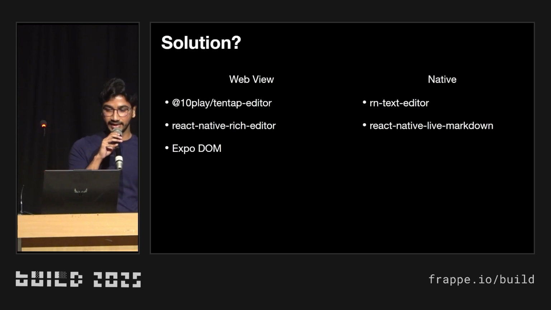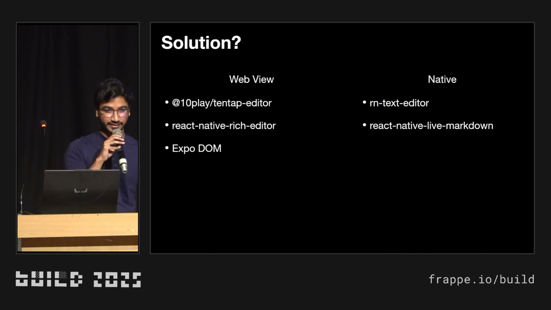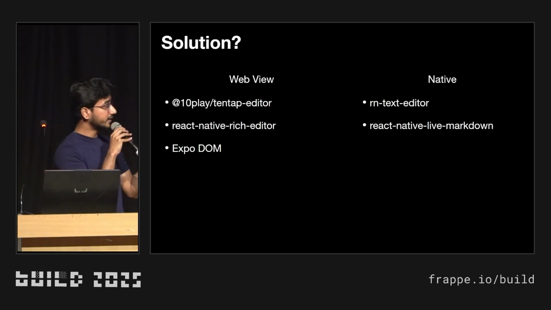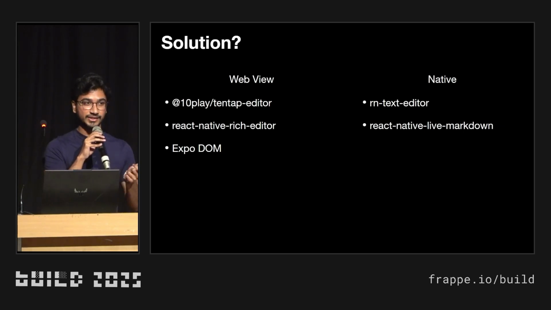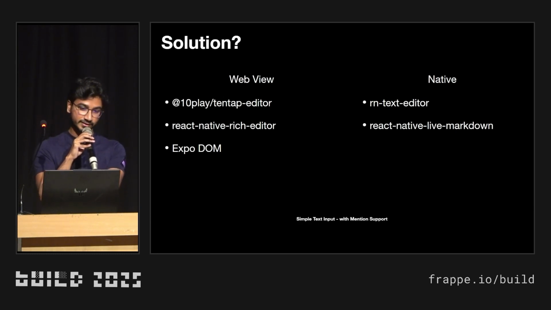On the native side, we had RN text editors and React Native Live Markdown. So these editors were a little hard to configure as well. So it was difficult to adapt, and some of them are not correctly maintained. And in Markdown editors, the problem is mentions. Mentions are very crucial when you are building chat applications. You have to tag someone. If it doesn't work, then the point is gone. So yeah, that was the big problem with native editors.